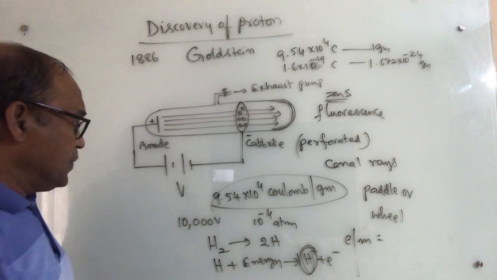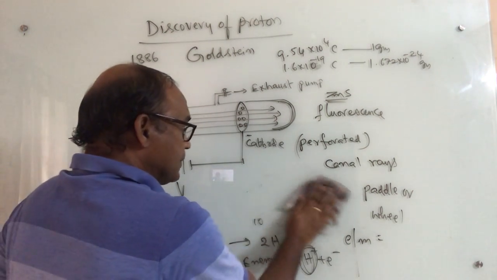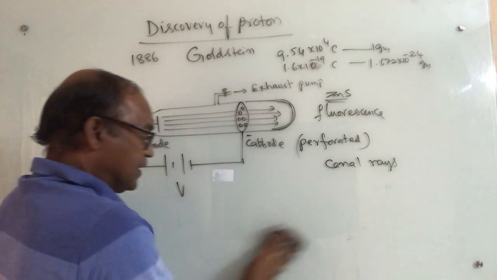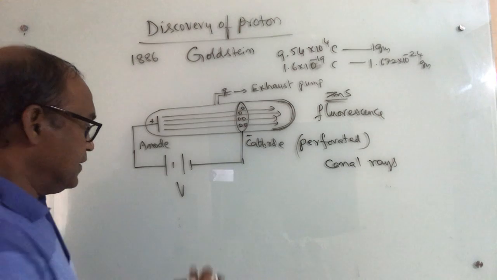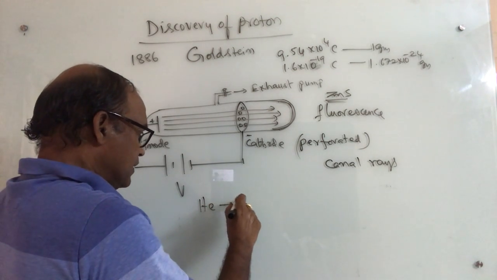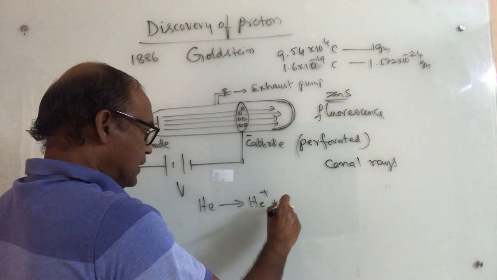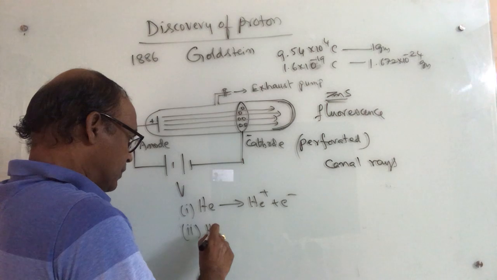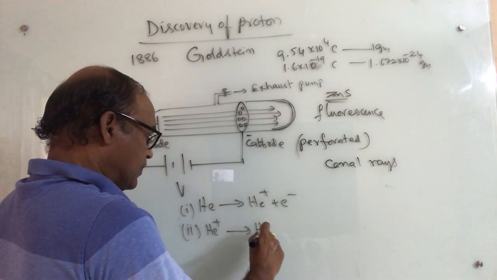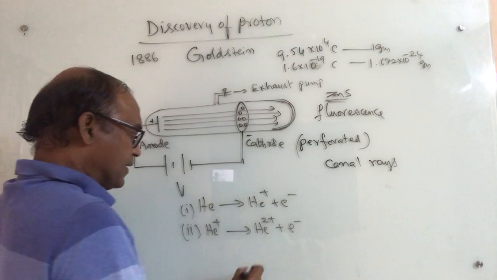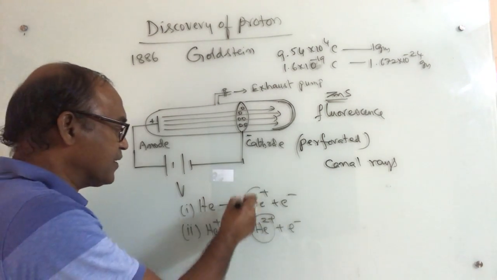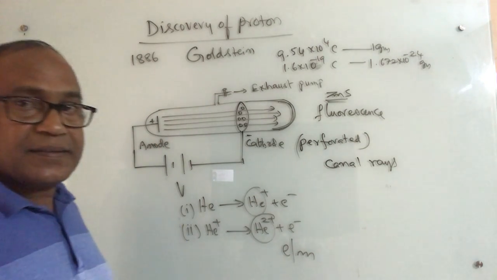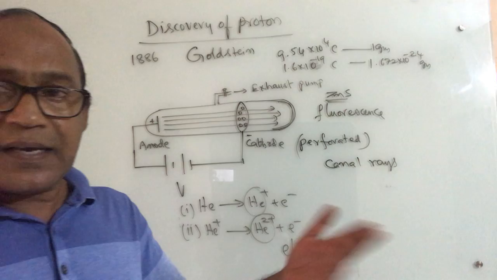So if you use some other gas like helium gas, the positively charged particles' nature is different. They are not protons. See that helium has 2 electrons. In the first ionization, an electron is removed. In the second step, He plus ions undergo further ionization, resulting in this. The positively charged particles are these. The e by m ratio is naturally different from gas to gas. That is the difference between the cathode rays and anode rays.